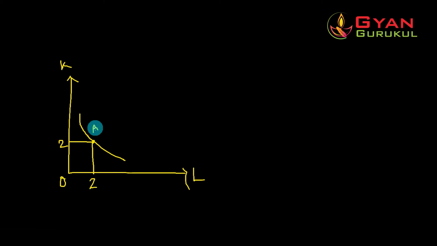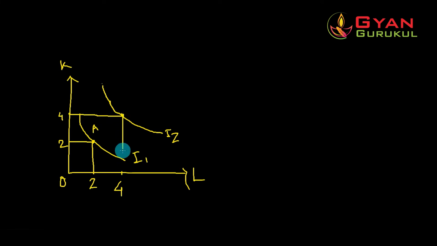Now suppose he increases both the two factors of production by 100%. That means now he is using 4 units of labor and 4 units of capital. Say this is the 4 units of labor and this is 4 units of capital. Now we get a point here, and at this point also we will get a new isoquant. Let's say this is I1 and this is I2.